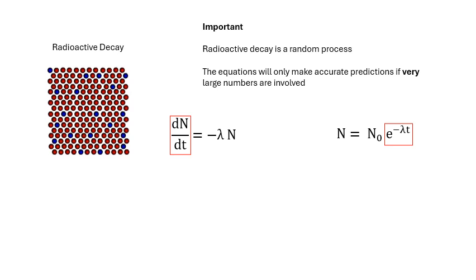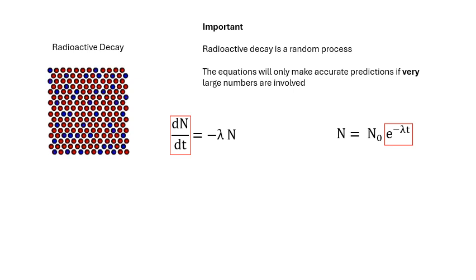Radioactive decay, still talking about that. Now, important, by the way, radioactive decay is random. It's like throwing dice. If you've got 6,000 dice and you throw them all, are you going to get 1,000 sixes? Well, actually, it's a random process. 1,000 would be the most likely number of sixes that you would roll, but unless you've got a very large number of dice, these predictions aren't going to be particularly accurate.